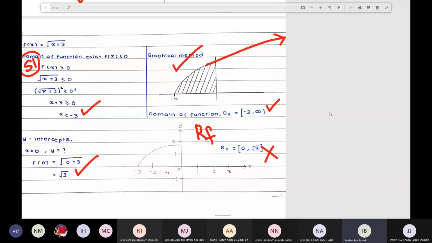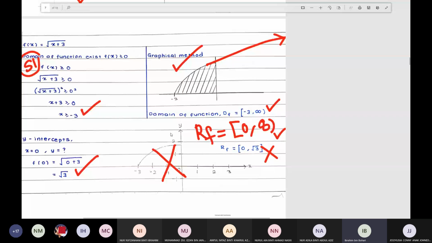Ini perbetulkan. Ini kalau lukis macam ni memang confirm salah. So this one you put the 0 here. Include 0 to the positive infinity. Okay, baru betul.